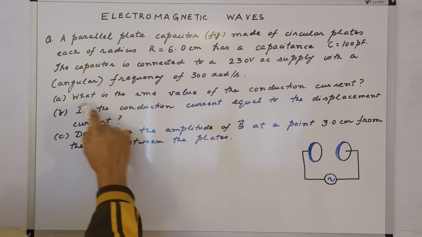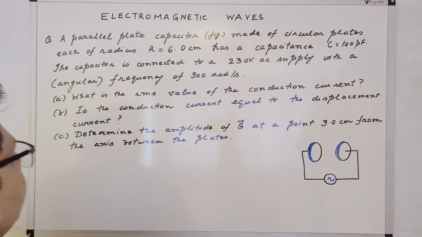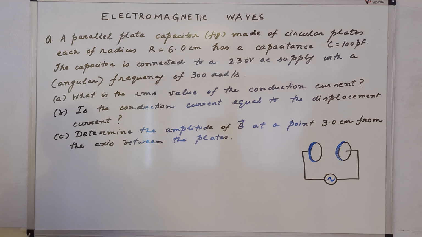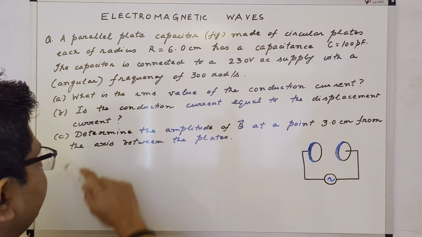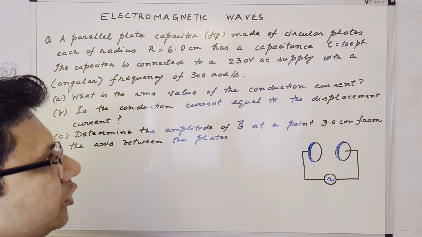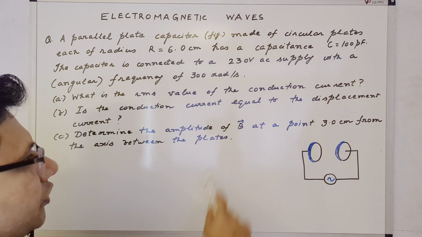In part A, what is the RMS value of the conduction current? Part B, is the conduction current equal to the displacement current? Part C, determine the amplitude of B at a point 3 centimeter from the axis between the plates.